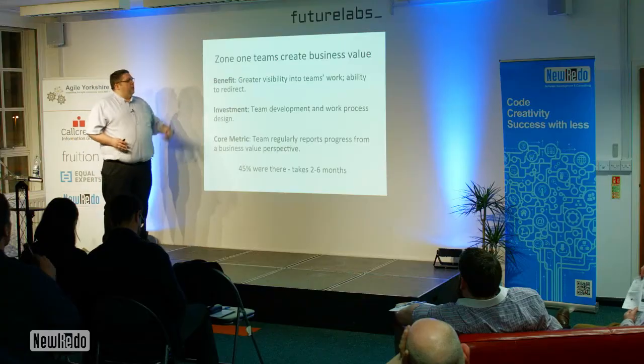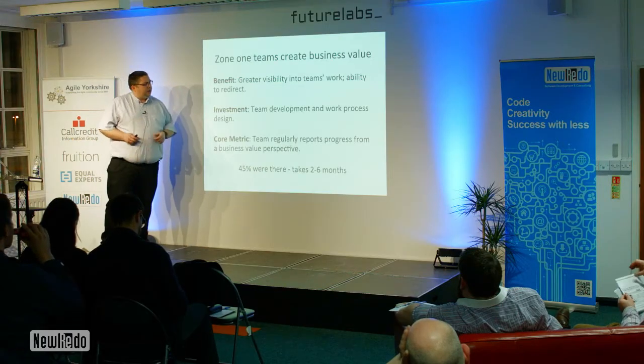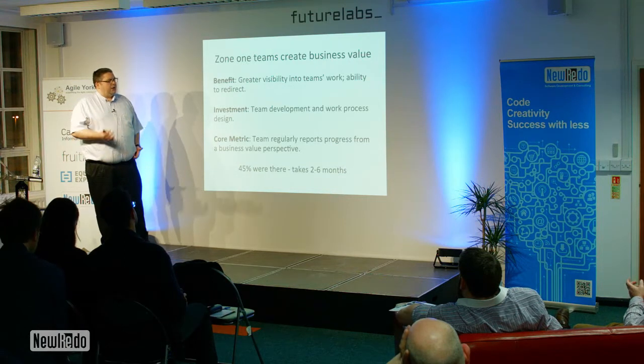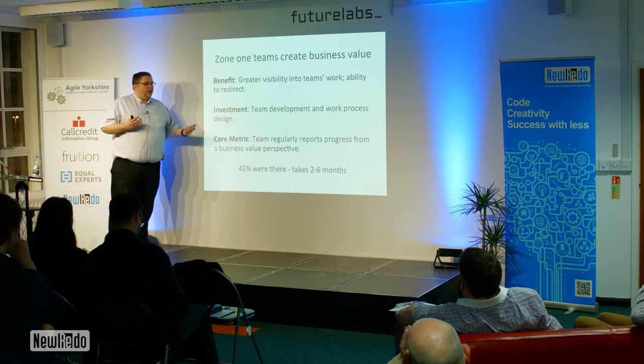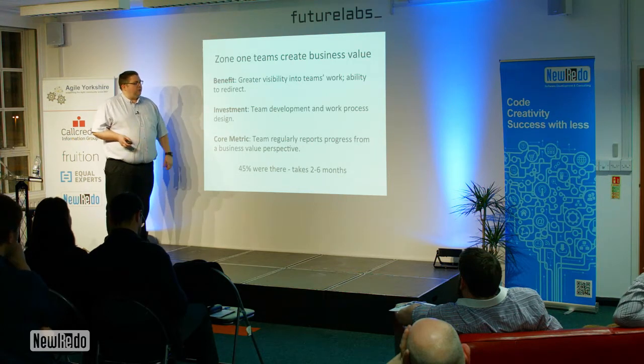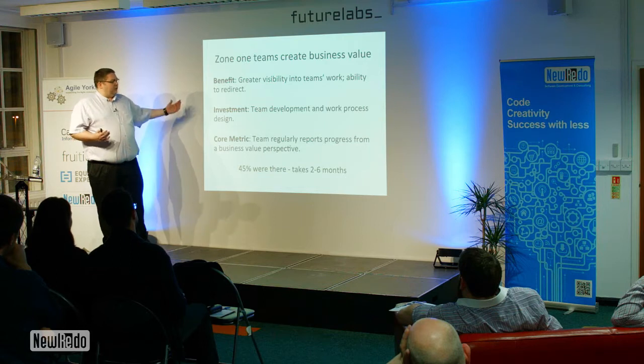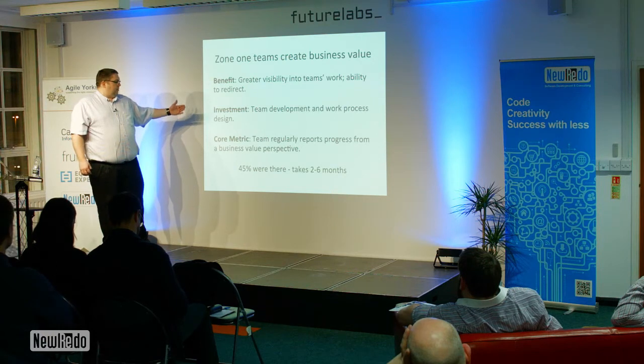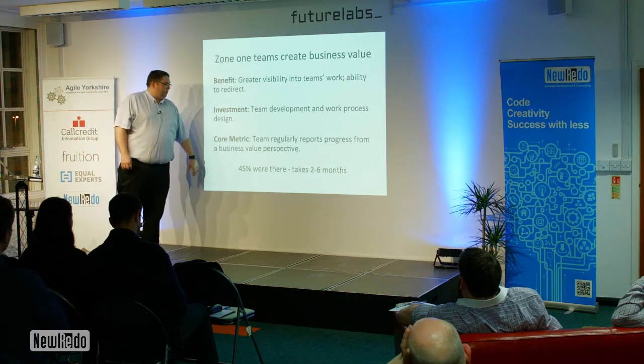So Zone 1, we get greater visibility into teams' work, and the ability to redirect as we need to change. So, using the whole Agile manifesto around responding to change rather than following a plan, that's really important to it. The investment to the team is making sure that we've got their development and work process design correct. And the core metric for that is the team regularly reports progress from a business value perspective.